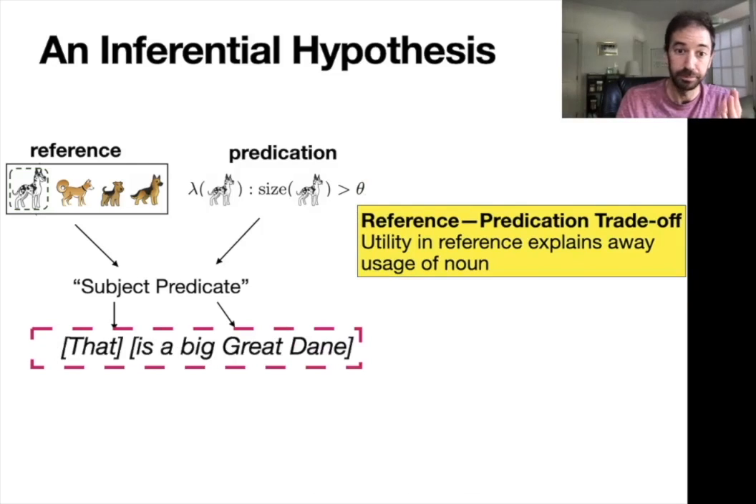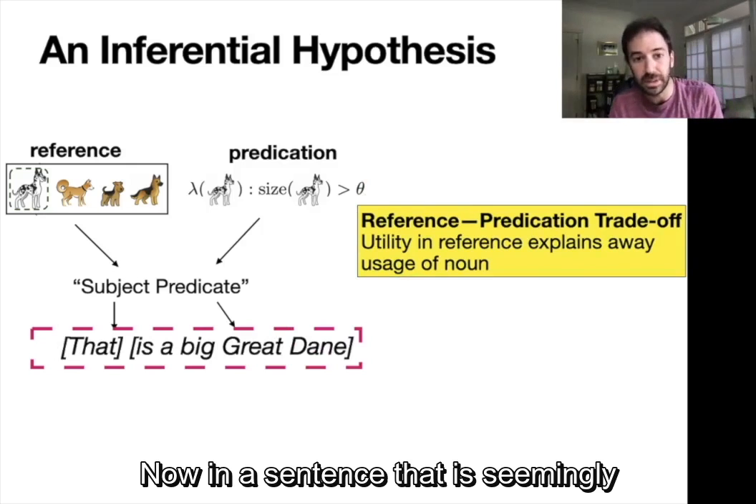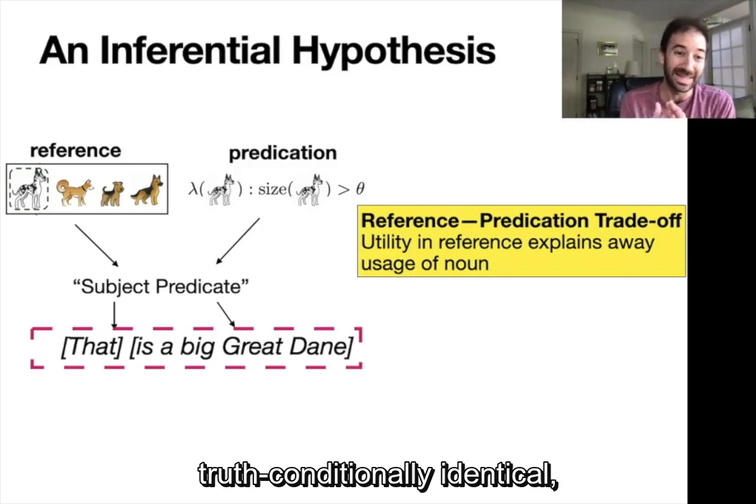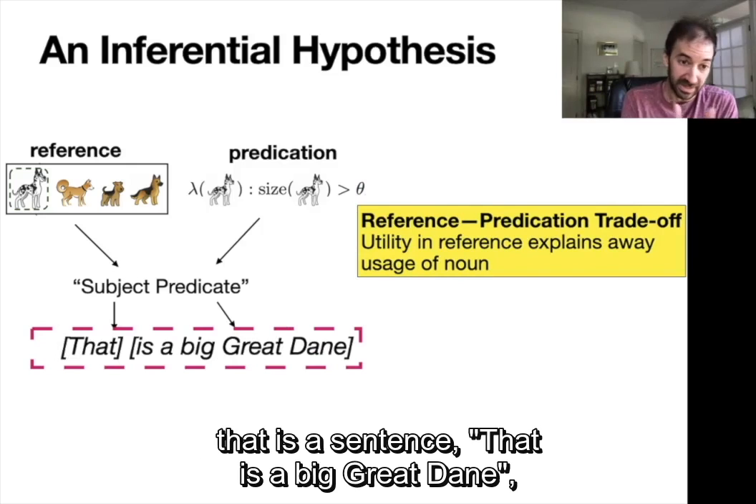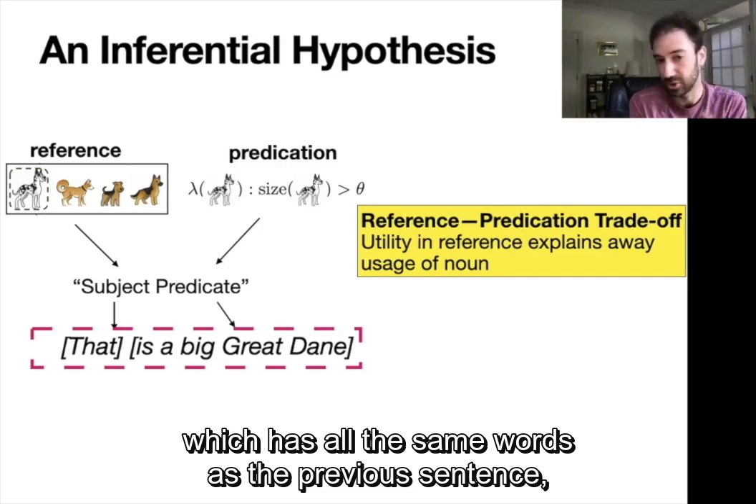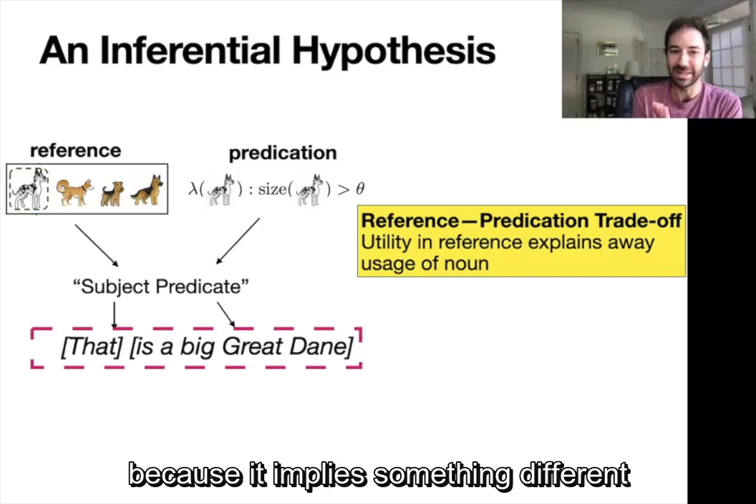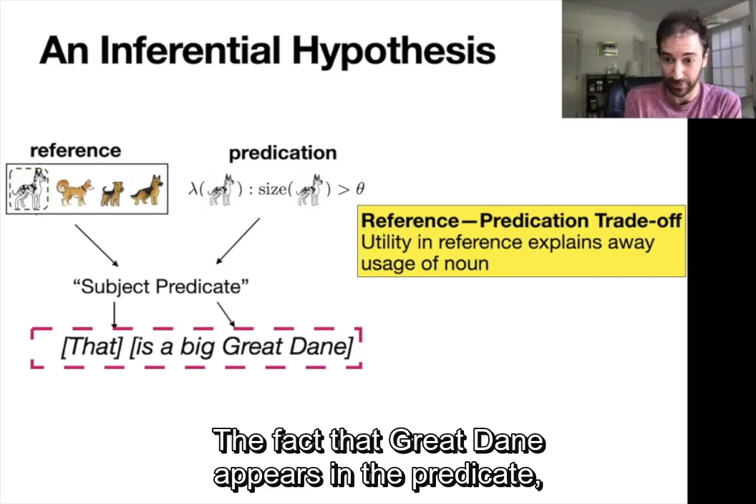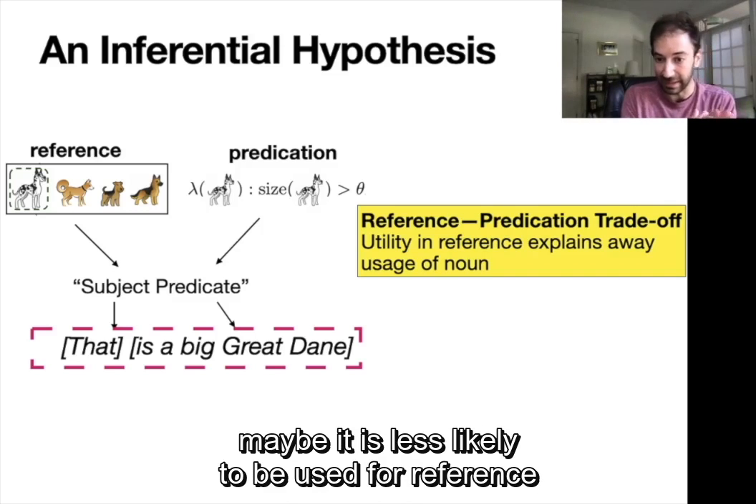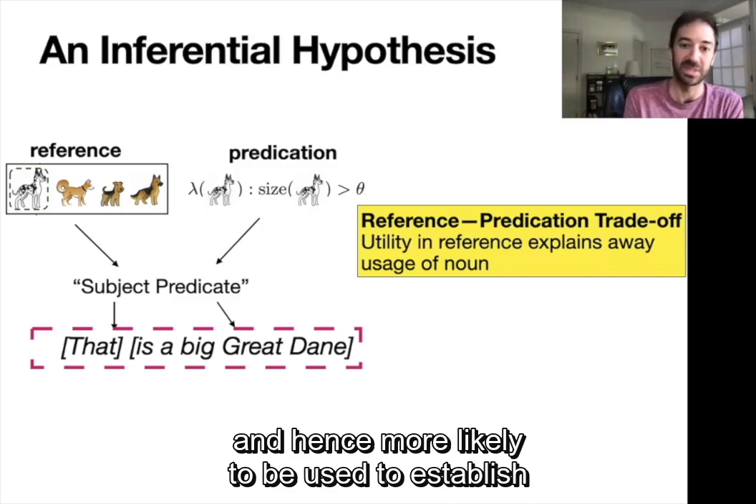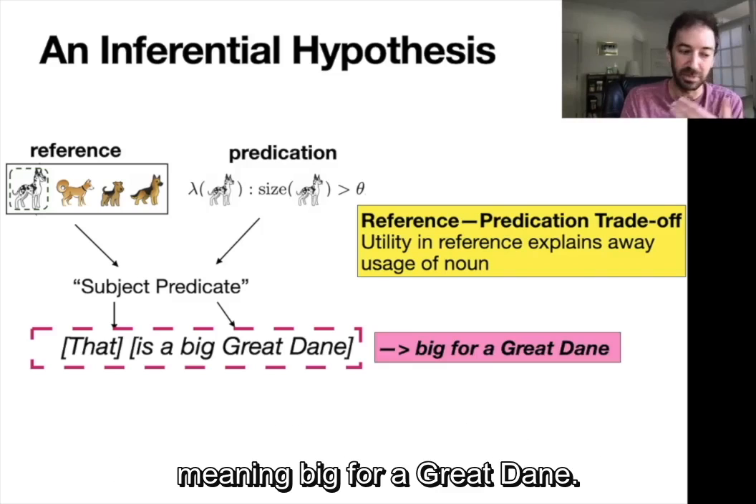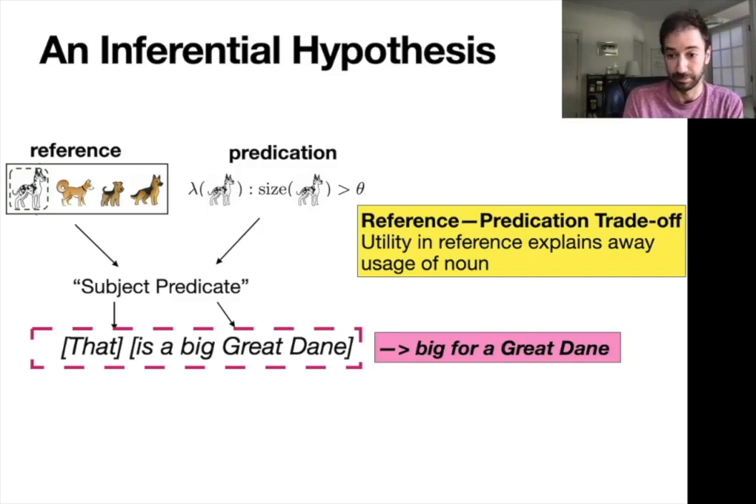Now consider a sentence that is seemingly truth conditionally identical, that is, the sentence, "that is a big Great Dane," which has all the same words as the previous sentence. It might in fact not be identical because it implies something different about the comparison class. The fact that Great Dane appears in the predicate means maybe it is less likely to be used for reference and hence more likely to be used to establish the comparison class, as in the speaker meaning big for a Great Dane.